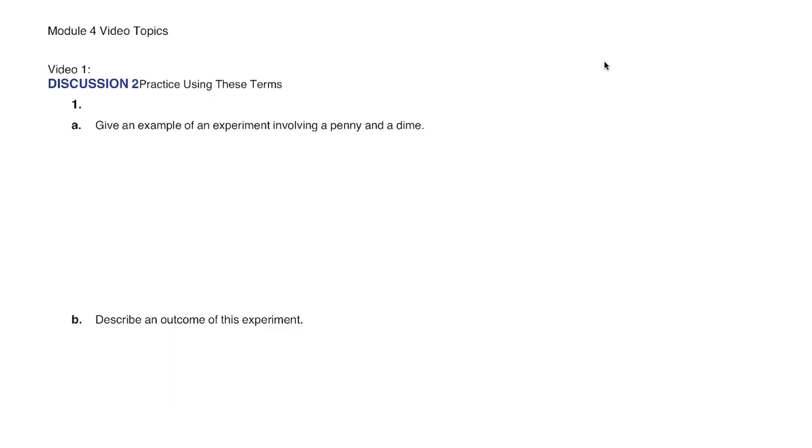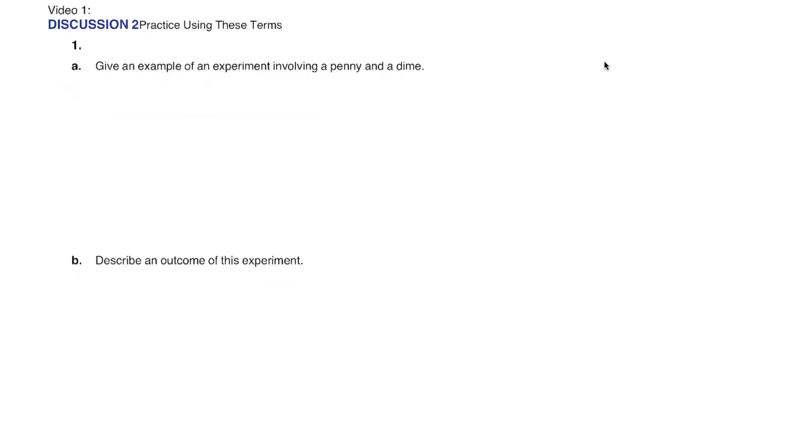And in this video, we are going to look at an experiment involving a penny and a dime and look at this in terms of probability. So, an example of an experiment that we're going to do involving a penny and a dime. First off, an experiment is what you're observing or doing with the objects.